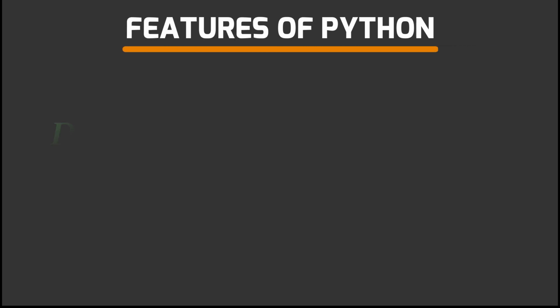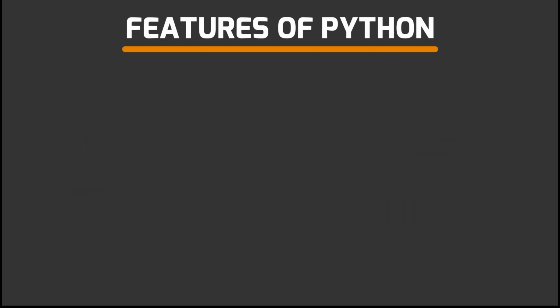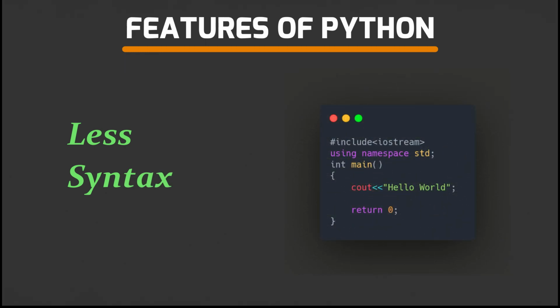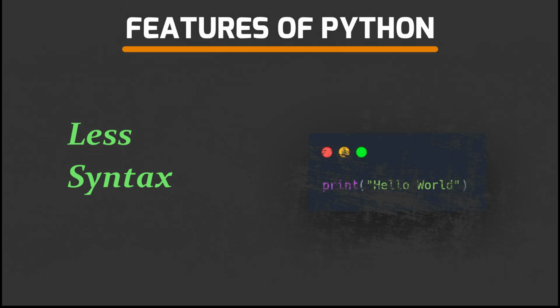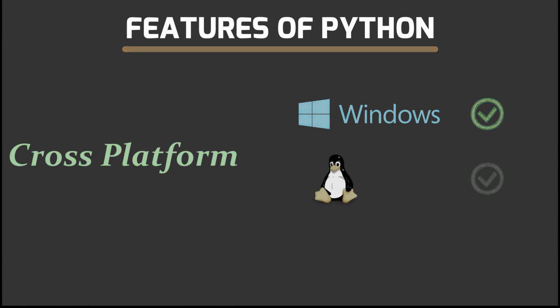Python has many great features, and some of them are that it's dynamically typed, which means variables in Python are not bound to certain data types. Python has less syntax, which means the same code for a certain thing in other programming languages will take more lines than in Python. Just take a look at this Hello World program in different programming languages. Python is cross-platform, which means your code will execute on Windows, Mac, and Linux as well. You don't have to write machine-dependent or architecture-dependent code.